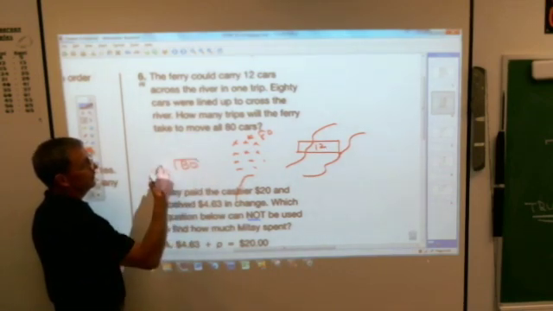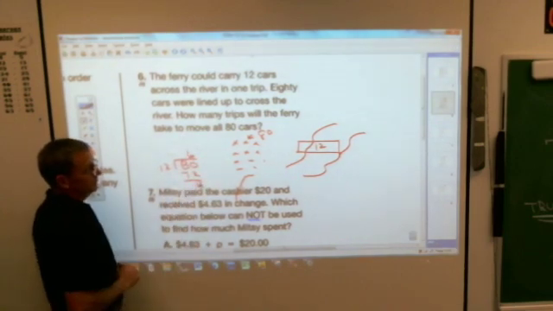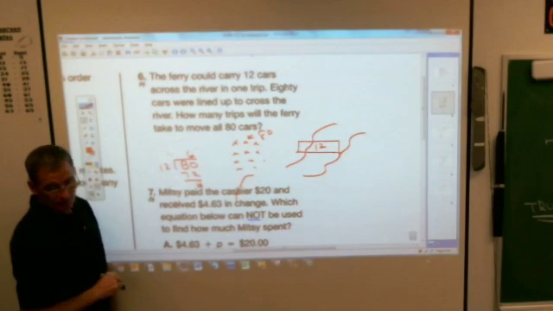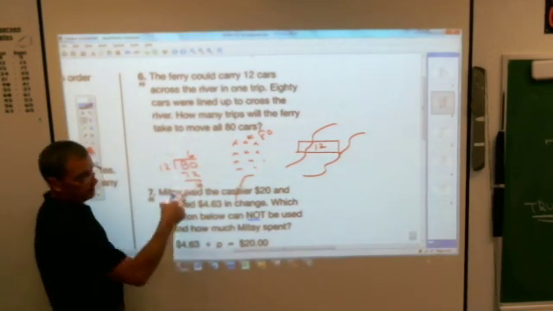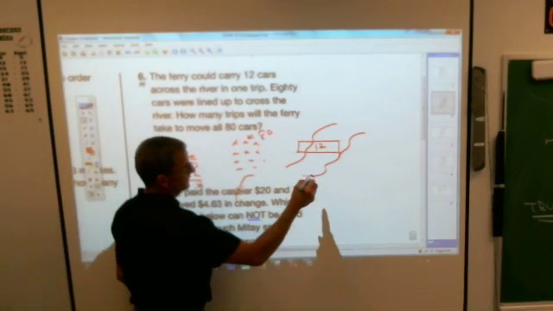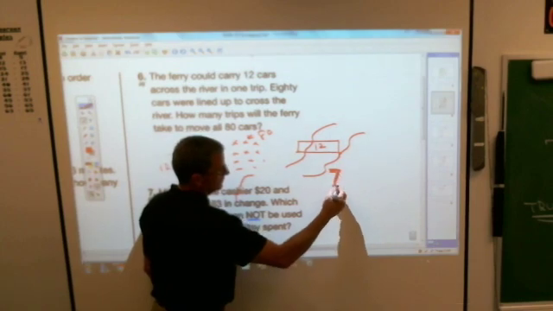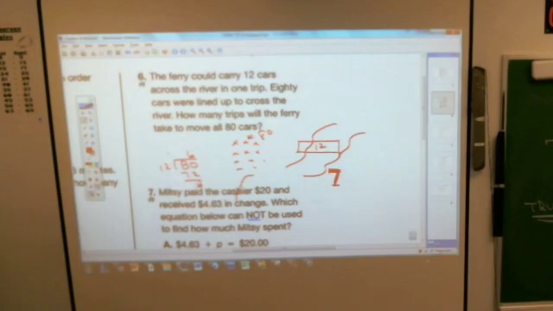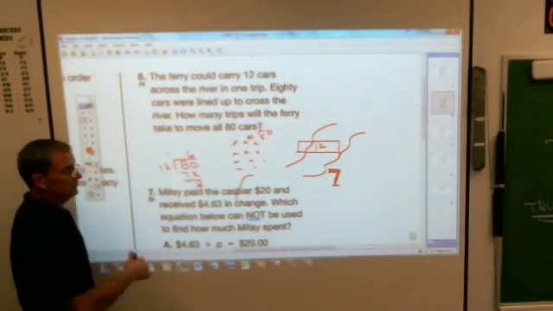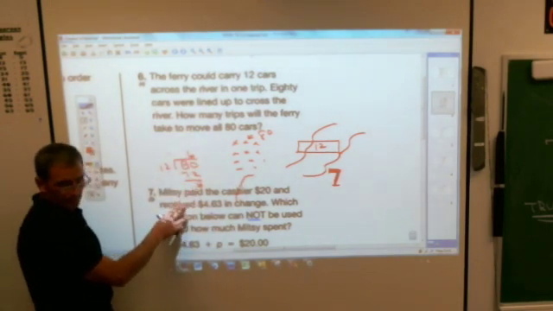80 divided by 12. Well, if we get 6, that's 72. You can't just leave the 8 left over there. They need to get over there, so it's going to take 7 trips. That last trip will only have 8 cars, but it's going to take 7 trips. And again, Charles, I need you to just kind of draw something out. What did you get, Charlie? Hopefully not 960. Yeah, well, you have to think. When it's a story problem, you can't leave remainders, because remainders don't mean anything to anybody.